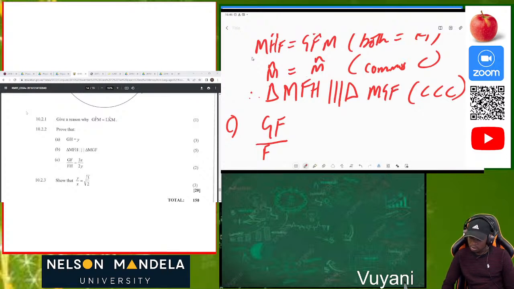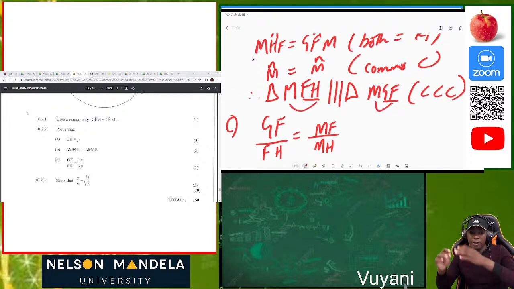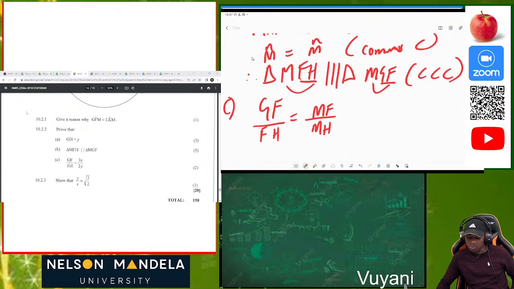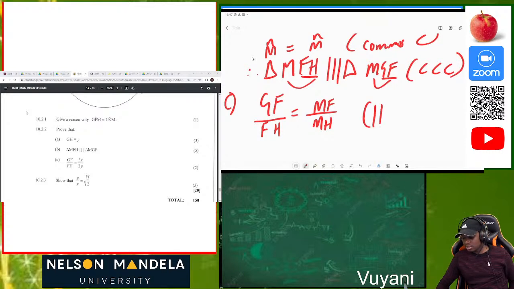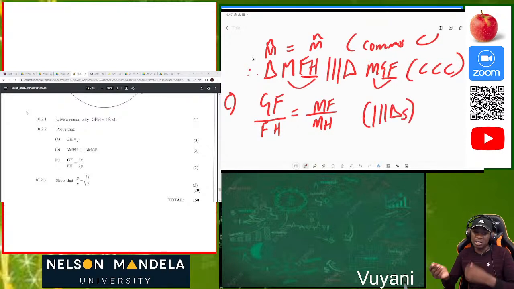So I'm saying GF over FH is equal to the length, which we know is MF over MH. Then also we can use MF over MH. So whatever you do on this triangle, you also do on this other triangle, so that we have equivalent things. What is the reason? Similar triangles. So now we are using the similarity which we have proved already.